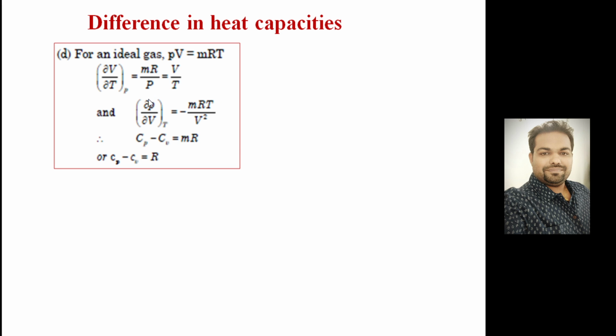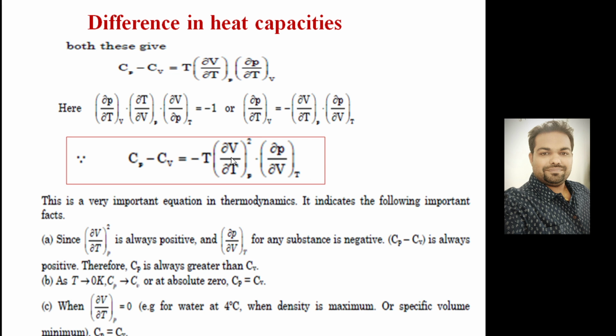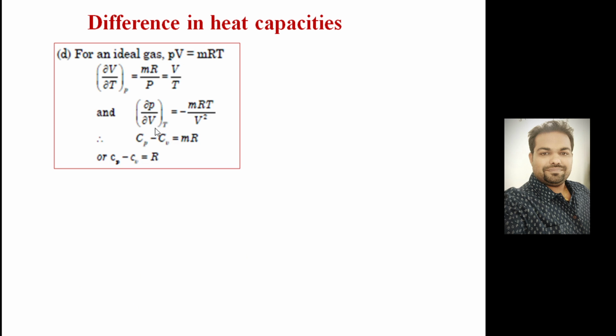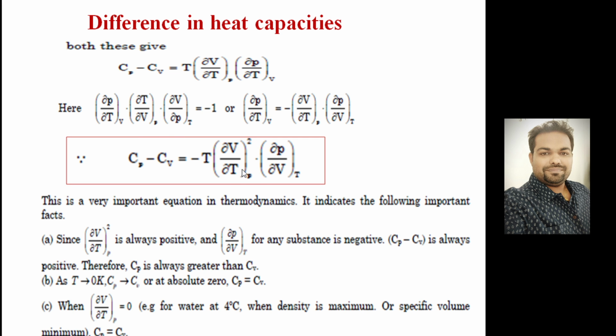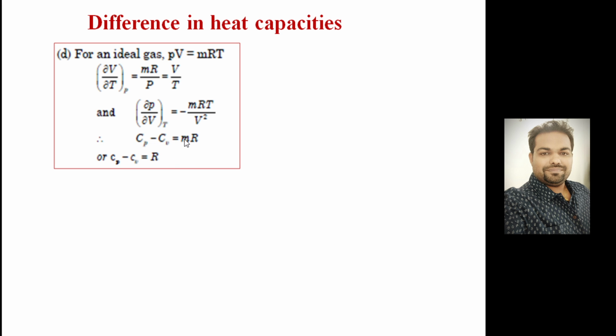If I substitute these two values right here in the fundamental equation, ∂V/∂T is simply V by T, and this ∂P/∂V, I got minus MRT by V square. If you substitute these two values in this fundamental equation and solve it, you will get Cp minus Cv equal to M into R. That is the required thing, right?